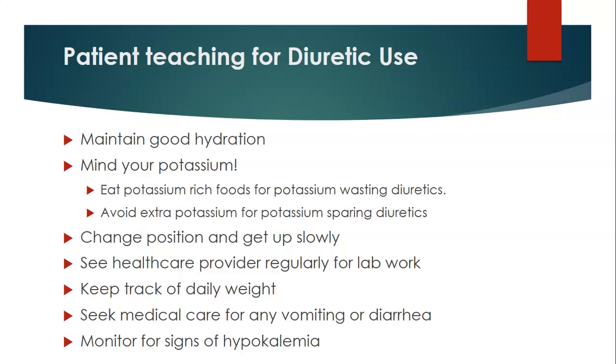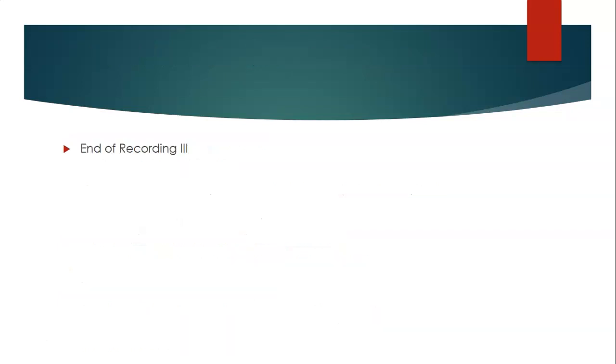Of course, keeping track of daily weight, seeking medical care for any vomiting or diarrhea, because things like vomiting and diarrhea can greatly increase their risk for electrolyte imbalances, and then monitoring for signs of hypokalemia or hyperkalemia. For hypokalemia, those signs are going to be muscle weakness, constipation, irregular pulse, lethargy, all that fun stuff. Hopefully you all remember everything there is to know about hypokalemia from my lecture on hypokalemia.